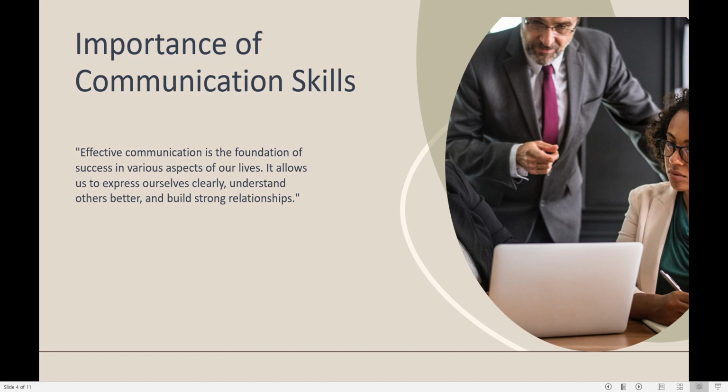Now, it allows us to express ourselves clearly. Others understand our point, we understand theirs, understand others better and build strong relationships. With your boss, colleagues, employees, okay, and your friends, your family, you will have strong relationships if you know good communication. And this is a fact for life. You can check out your colleagues, your workplace, your family. Those people who know good communication, till death they will maintain strong relationships.